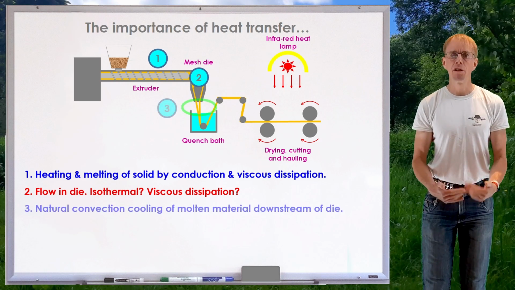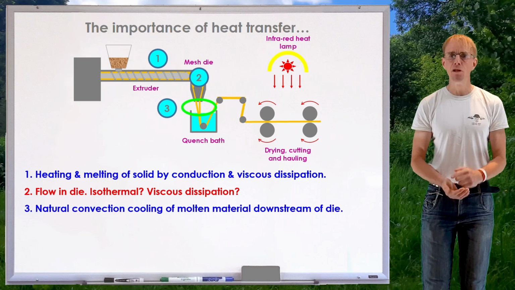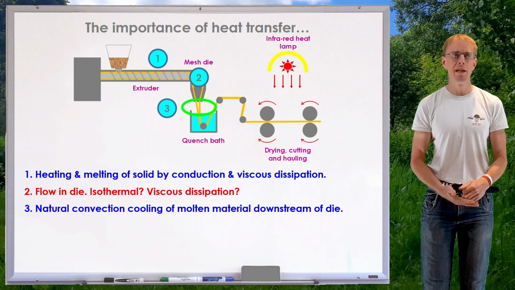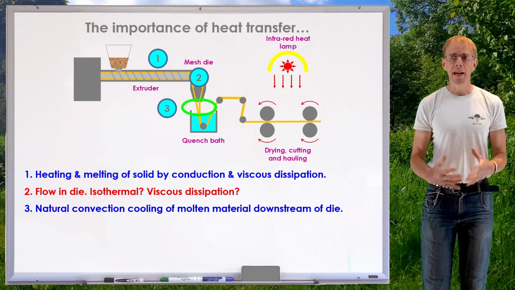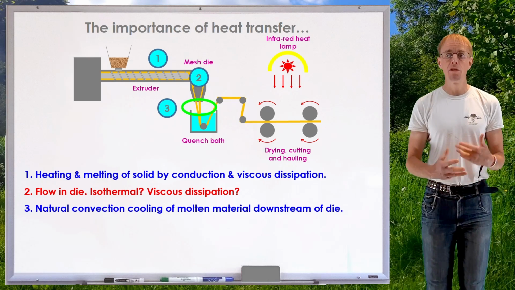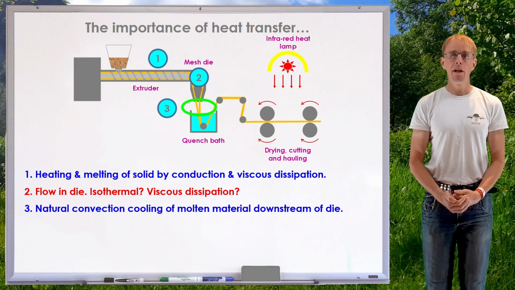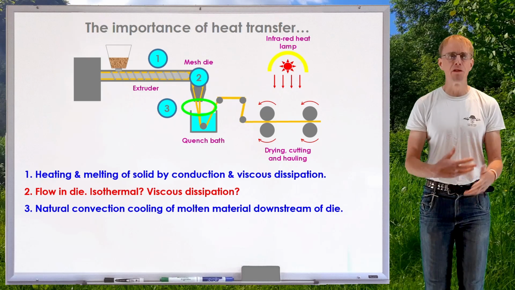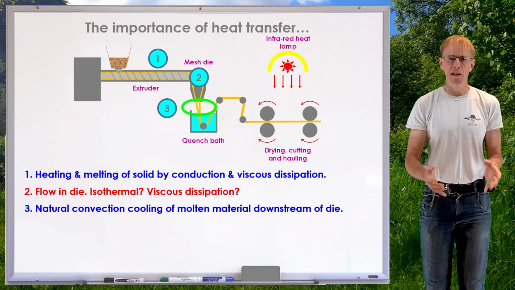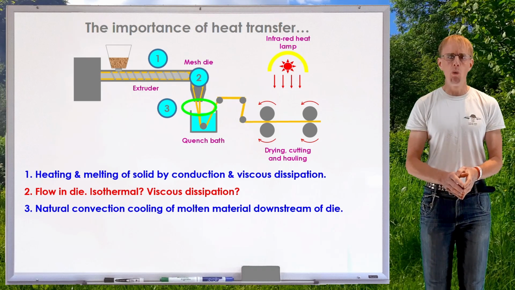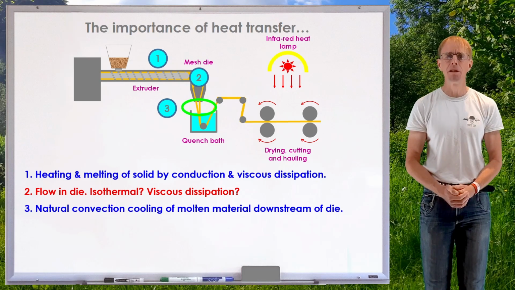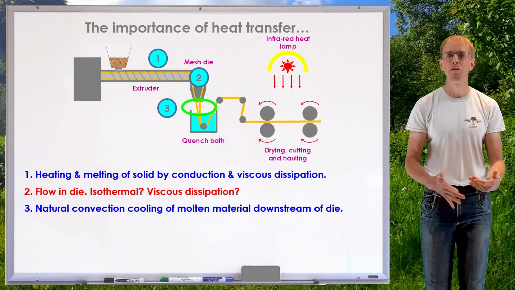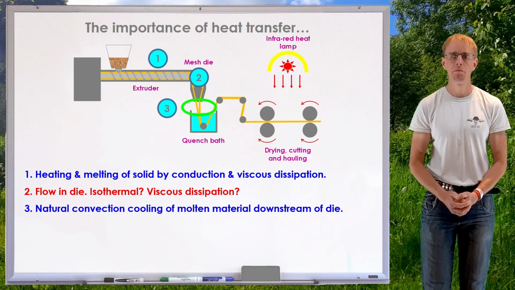Okay, so we make a product, it comes out of the die, and usually there's an air gap between the die and the means of formal quenching. In that air gap, we've already got some natural convection cooling going on. So has the polymer formed a skin by this point? Have we got an internal core? Or has there been no real change in the state of the polymer other than it's got a little bit cooler? We need some heat transfer knowledge to be able to work that out.